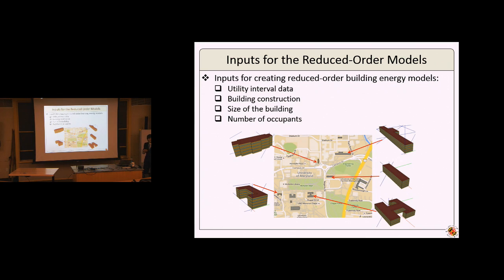I would say there are some ways I could use the numbers as a proxy. For example, I could use the utility data to make some estimations about the operational schedule. I could use building construction or building age as a proxy to get the insulation. I could use the building size or number of occupants. I'll show later how those could be beneficial.